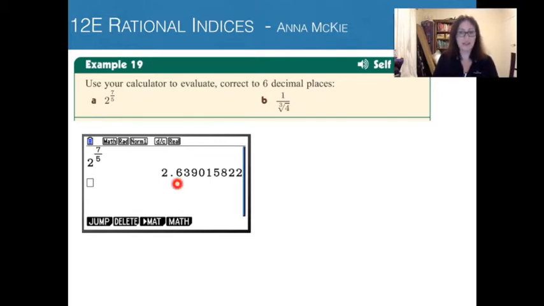So let's have a look here. We've got 1, 2, 3, 4, 5, 6. We're ending at the 5, so we have to look at the 1 after that, the 8, and yes, it rounds it up. So therefore, 2 to the power of 7 on 5 is approximately equal to, or you could do your approximately equal to as squiggly equals, 2.639016. That's the answer for that.